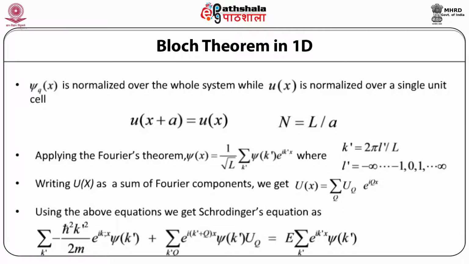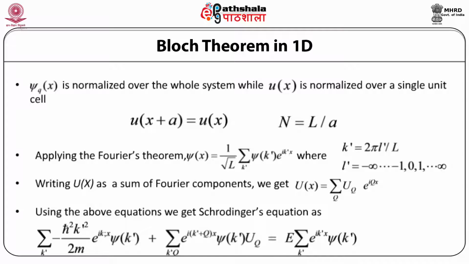Now since φ(x) is periodic, we apply the Fourier theorem and write φ(x) as a sum of Fourier components. That is, φ(x) is equal to 1 by root L summation over k′ φ_k′ e^(ik′x), where k′ is 2π l′ divided by L, where l′ is varying from minus infinity to infinity. Since the potential U(x) is also periodic, we can also write U(x) as a sum of Fourier components as U(x) equal to summation over Q of U_Q e^(iQx), where capital Q is the reciprocal lattice vector, equal to 2π l by a, where l is an integer.